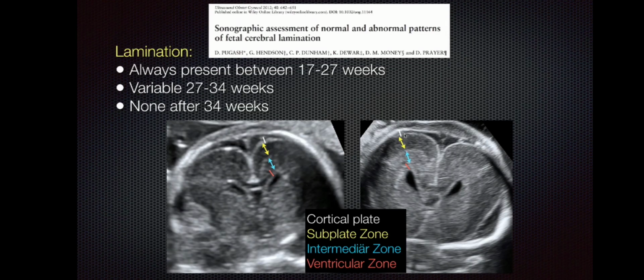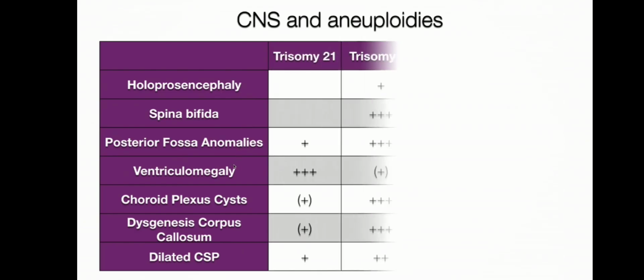So I am going to cover with you this morning the relationship between the brain and some genetic diseases. Generally, this is what we have known until now. These are the typical abnormalities associated with genetic disease, mainly aneuploidies: holoprosencephaly, spina bifida, posterior fossa anomalies, ventriculomegaly, choroid plexus cysts, dysgenesis of the corpus callosum, and dilated CSP.